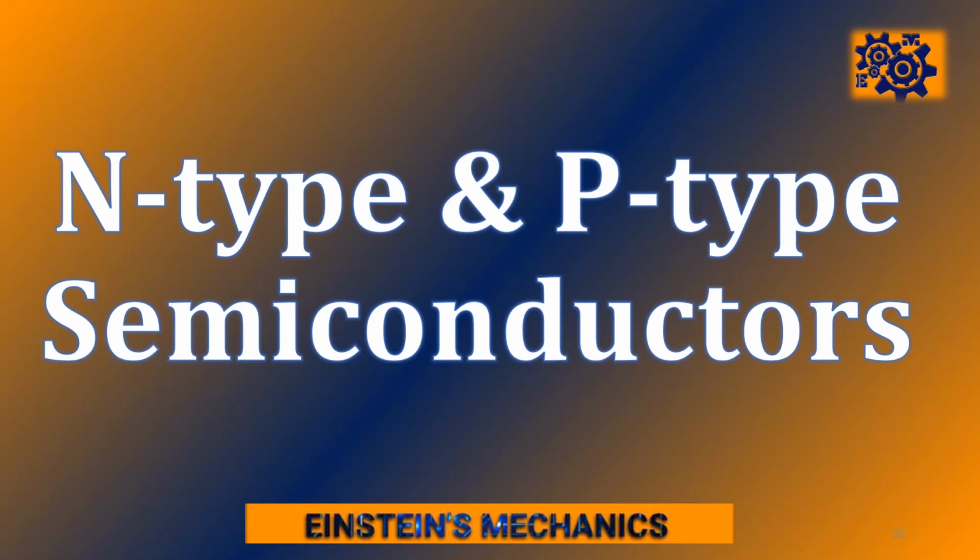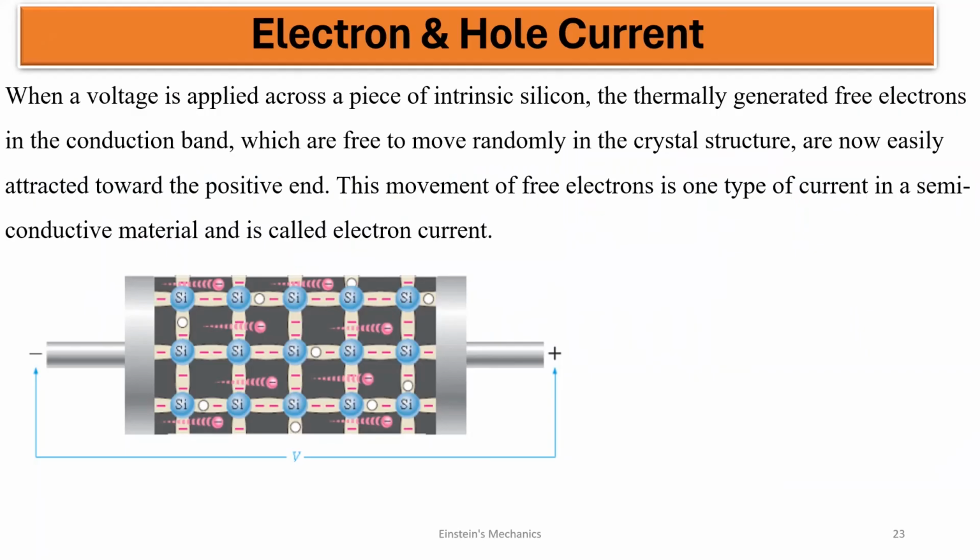Welcome to Einstein's Mechanics. In today's episode, we are going to look at the N-type and the P-type semiconductors. So basically, we will talk about semiconductors, how current is generated through them. So we are going to talk about electron and hole current in a semiconductor. How do they come about?